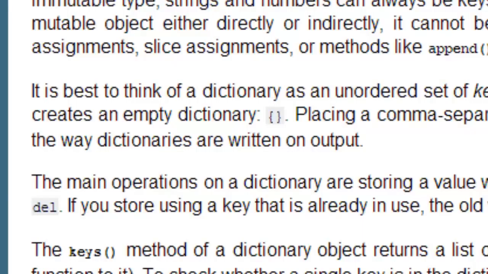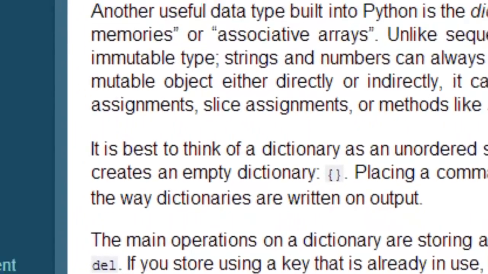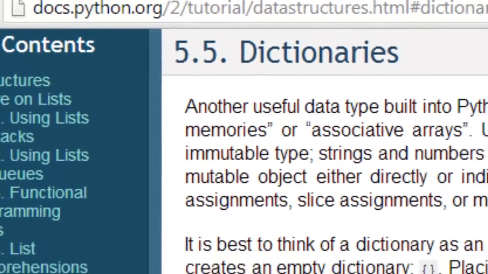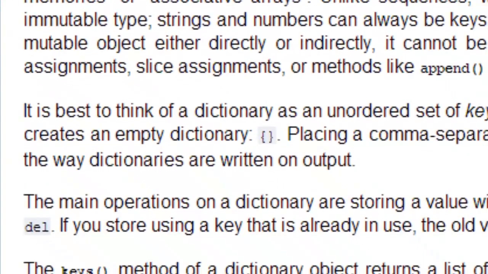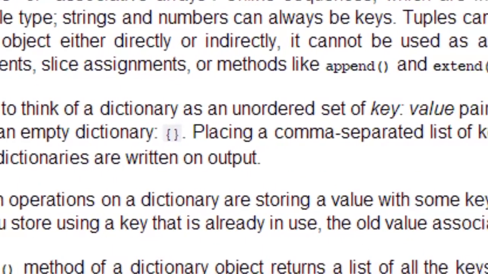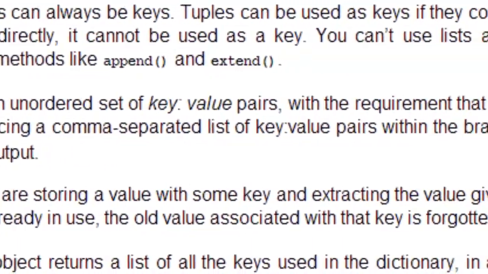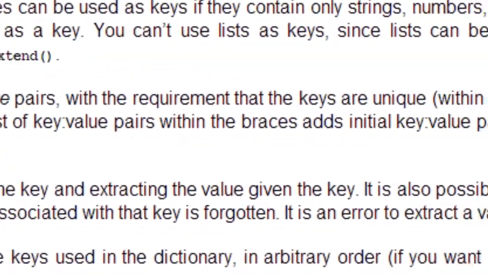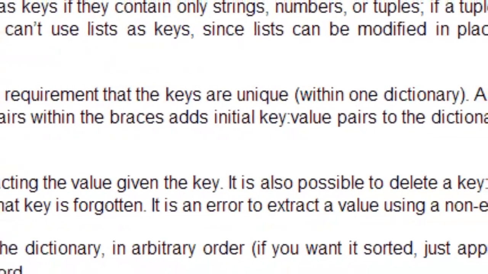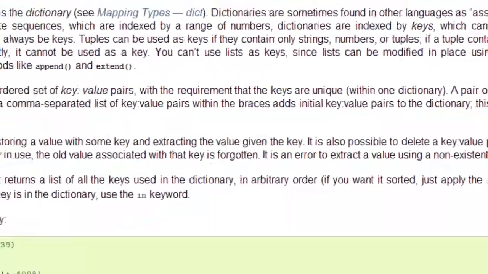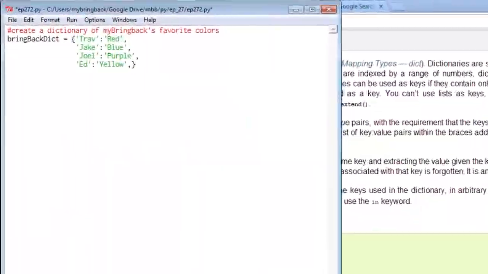So in introducing you to dictionaries, the first thing I want to do is read you a very small part of the documentation for Python on this, and this really helped me understand how these things work. It reads as follows: it is best to think of a dictionary as an unordered set of key value pairs, with the requirement that the keys are unique. That sounds a bit abstract, but if we take a look in practice, it's not too wild.